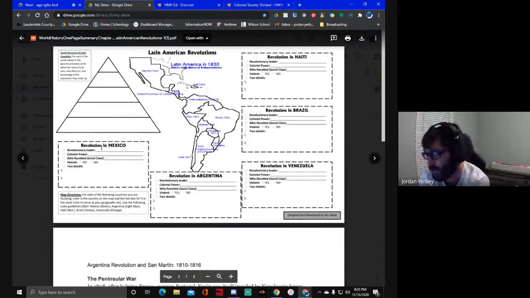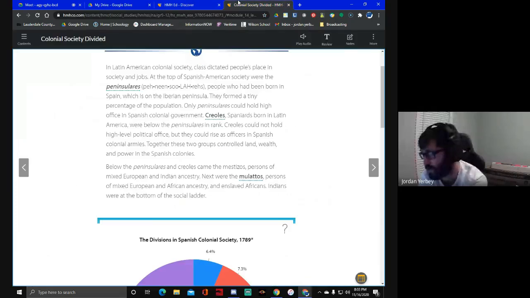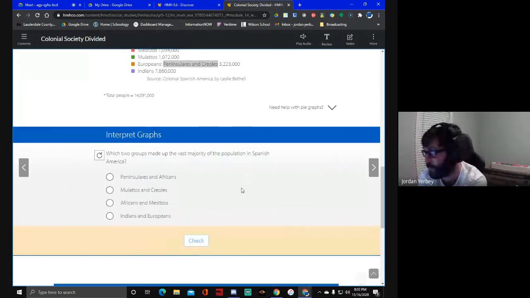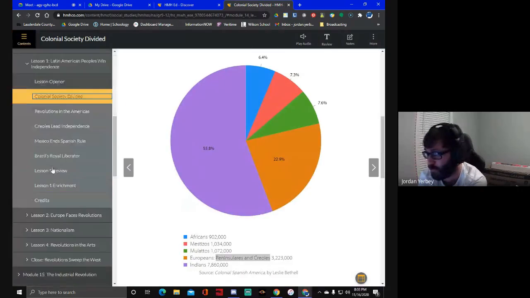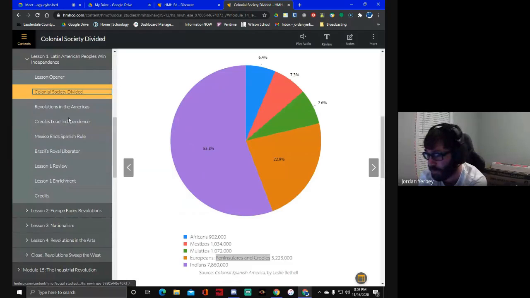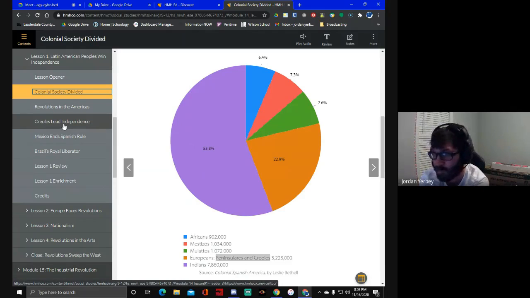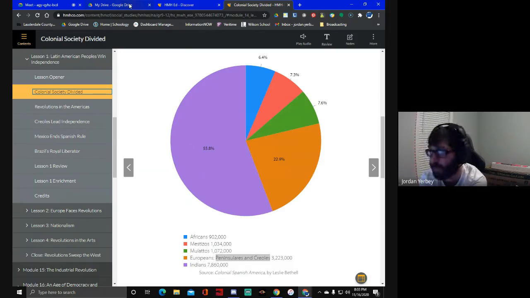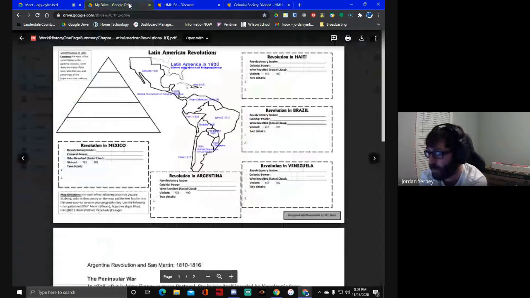The second part of it is these boxes down through here. You have these different boxes for the different revolutions. As you read about the revolutions from this page all the way through, you can see it on the sidebar over here. You've got revolutions, Creoles, Mexican, Brazil. These are going to be about Haiti. Then you're going to look at Simon Bolivar and Venezuela, and then Mexico and Brazil. And I have provided for you this one, the Argentina Revolution.